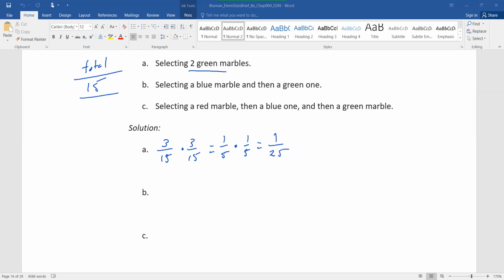Right? If you have to convert this into a decimal, by all means, just divide the 2 and you get 0.04. You good with that?